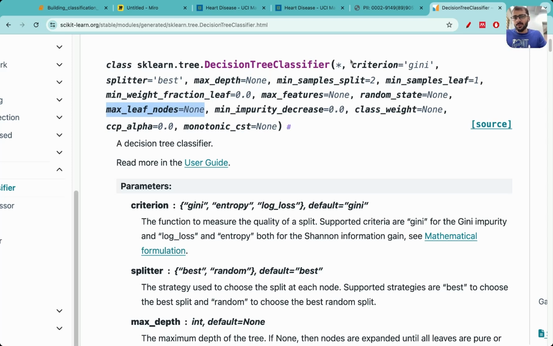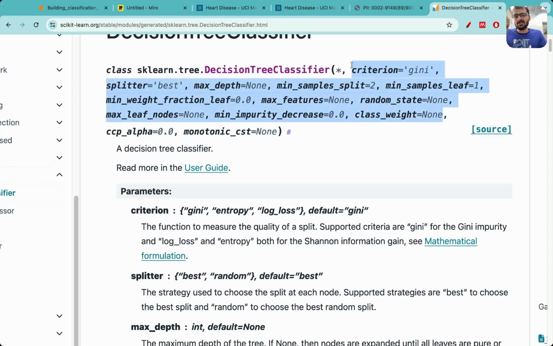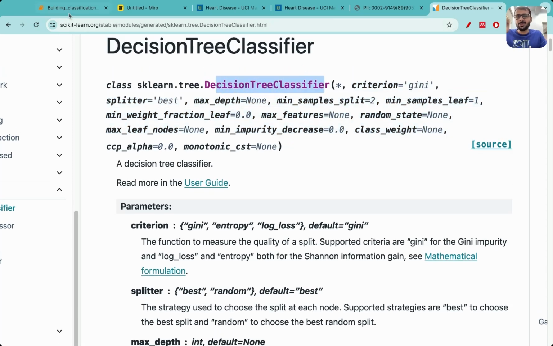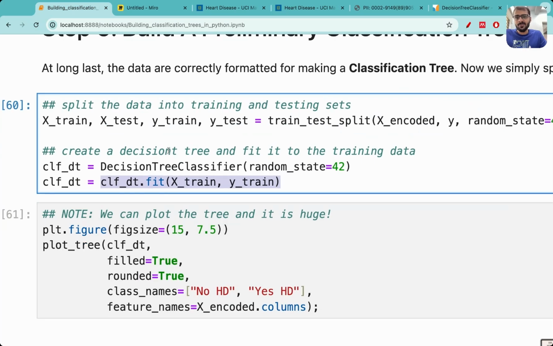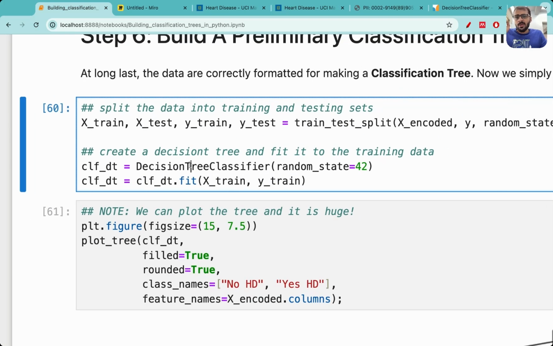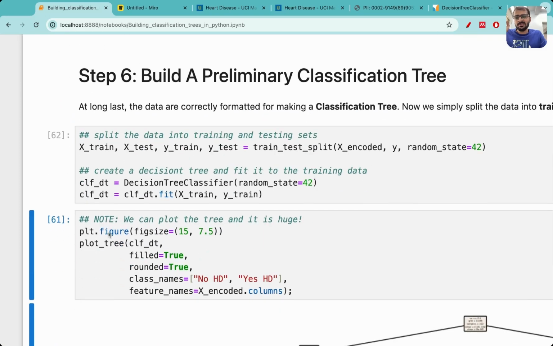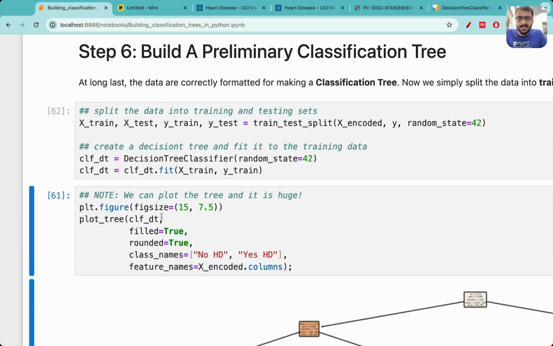I am not playing around with these parameters right now, because then this lecture will become too long. But note that all of this is possible to vary in the decision tree classifier function, which is given through scikit-learn. Okay, so now we are going to fit the decision tree. Let me run this piece of code. It's just 3 lines, and scikit-learn has made our job very easy.